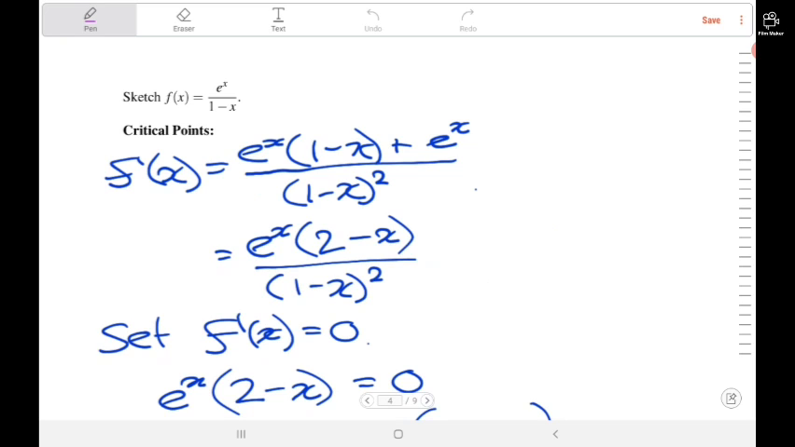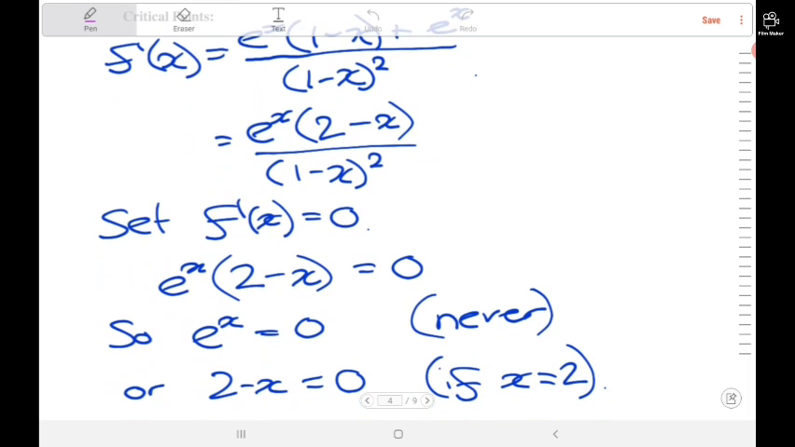We'd now like to see if there are any critical points. So we differentiate this function using the quotient rule, and we've got the result here: e to the power x times 2 minus x, divided by 1 minus x squared. And critical points can be found when we set this equal to 0. So this derivative is 0, which means the numerator has to be 0. So e to the power of x times 2 minus x is 0, and that means one of those two factors is 0. Now, e to the power of x, as we've determined, can never equal 0. So that means the only possible critical point is when 2 minus x equals 0, or in other words, when x equals 2.